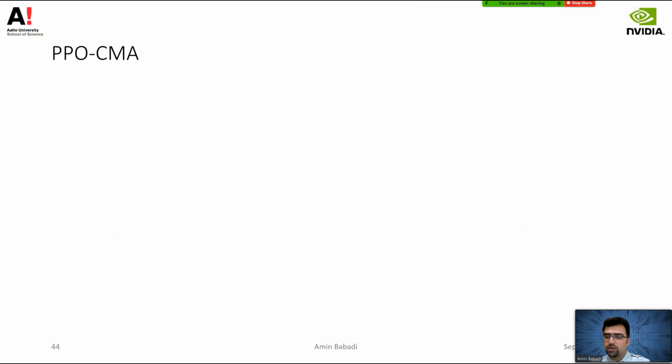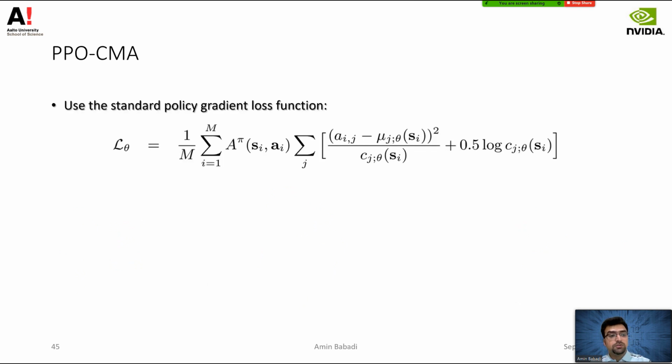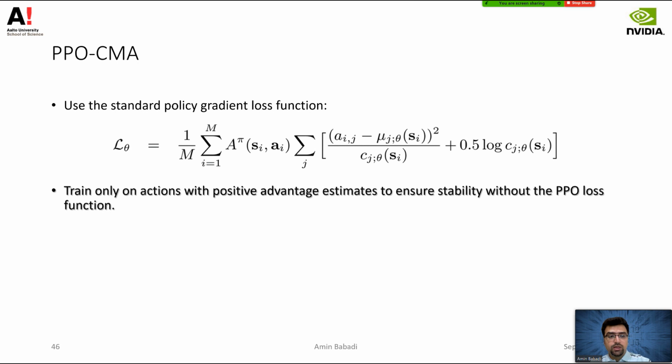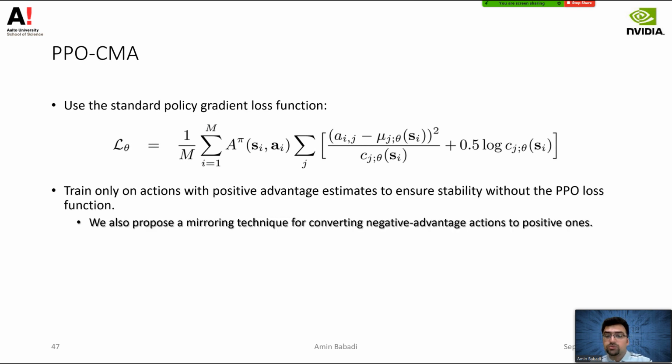Okay, now I can explain how we designed the PPO-CMA. At first, we chose to use a standard policy gradient loss function, which I explained earlier. And then, since we are not using the PPO's loss function anymore, in order to ensure stability, we train only on actions with positive advantage estimates, which is similar to the CMA-ES algorithm. By the way, we also came up with the idea to include the negative advantage actions into the optimization process, but I will explain that in the next slide.